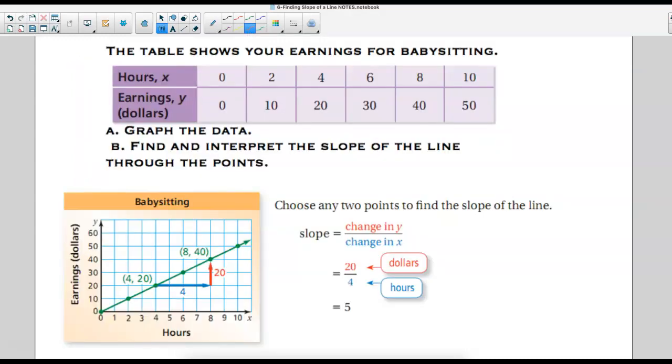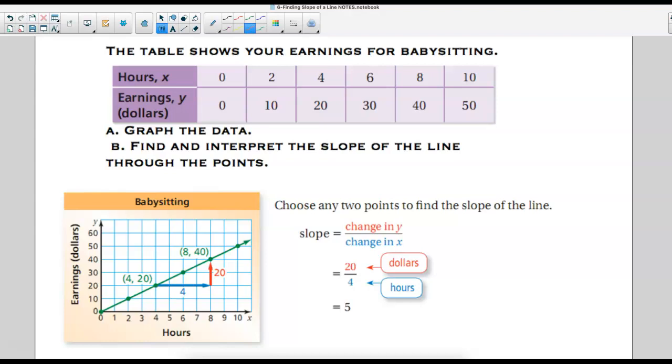So let's put this into context of a problem. This table shows your earnings for babysitting. How many of you babysit? Yeah? Okay. How much do you get paid for babysitting? $15 an hour? Or just $15 total? Total? Okay. Some people get paid really good for babysitting. Like, I feel like boys are missing out on some big time money because boys usually don't want to babysit, and you make some good money babysitting, right? Those of you that babysit, okay?